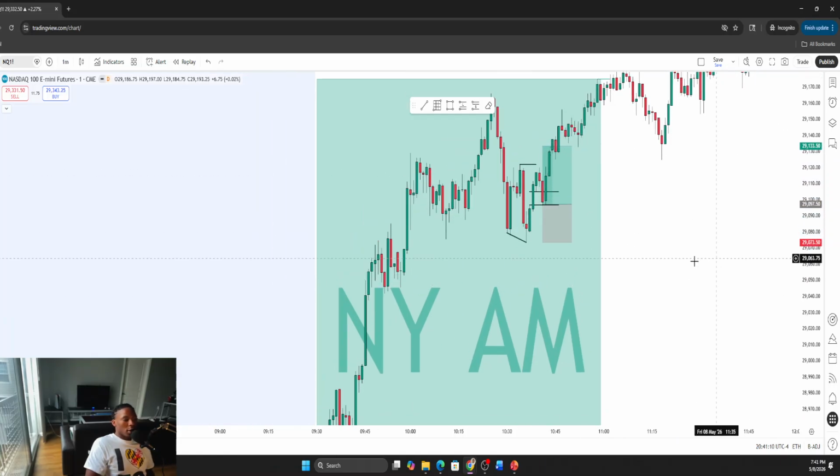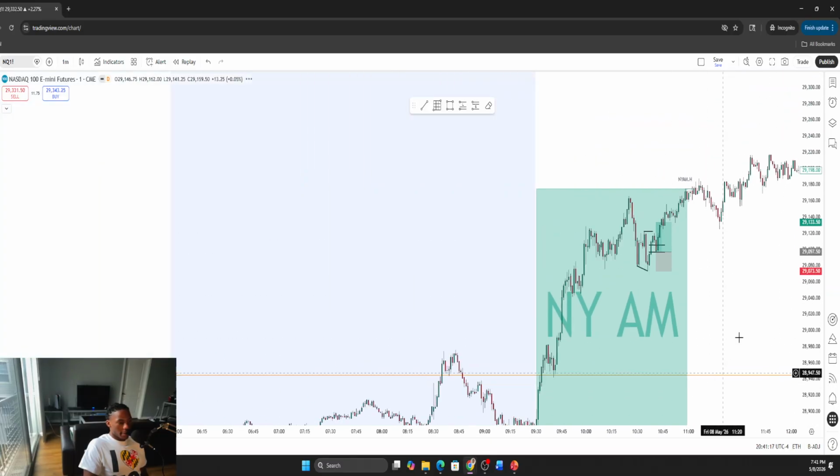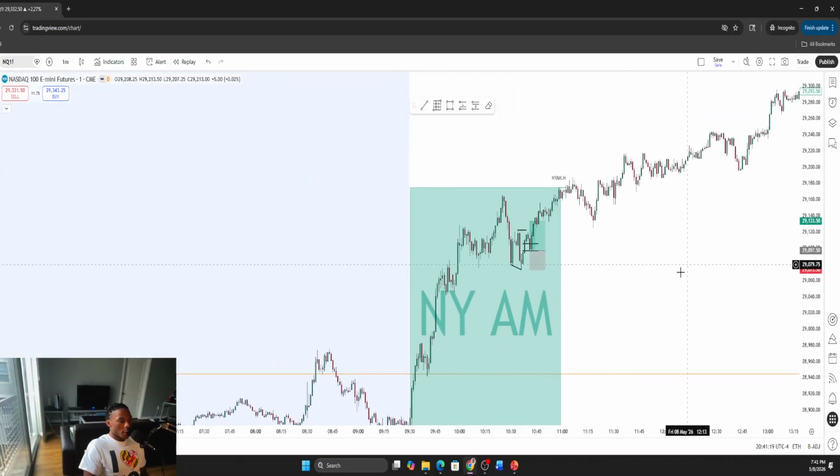Great. So that's how we were able to use session liquidity to formulate this trade, right? We're obviously going to go more into depth on how to do everything step by step, but that's just showing you the importance of liquidity and how it was used in real time.